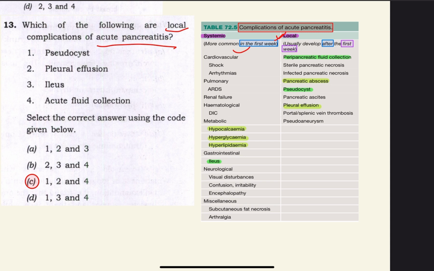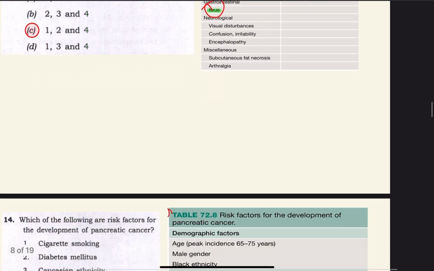So pseudocyst, yes, this is a local feature. Next is pleural effusion. Yes, pleural effusion is a local feature. Then acute fluid collection. This is peripancreatic fluid collection. Ileus is a systemic feature, so ileus is not the answer, not seen as a local complication. So options 1, 2 and 4. Option C is the correct one.